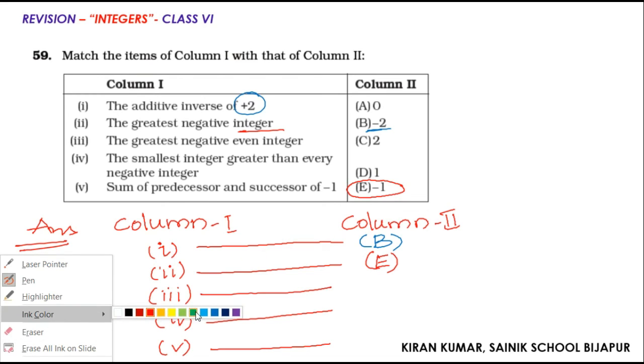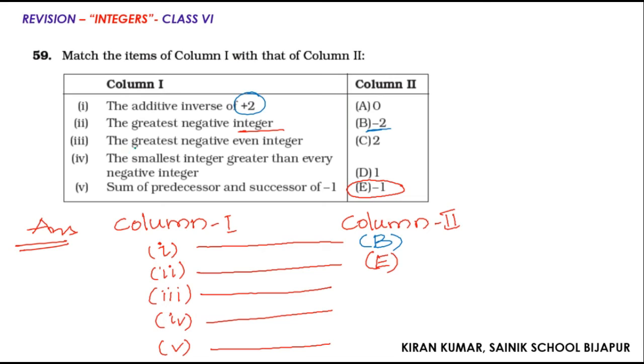Next, the greatest negative even integer is -2. Here option B is true for both these questions. So option B itself is true for the third one also.